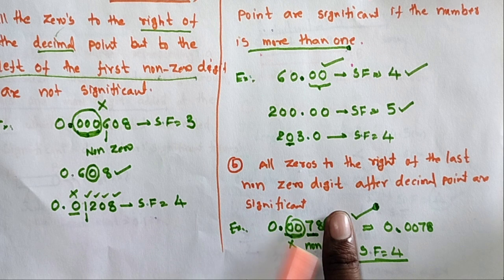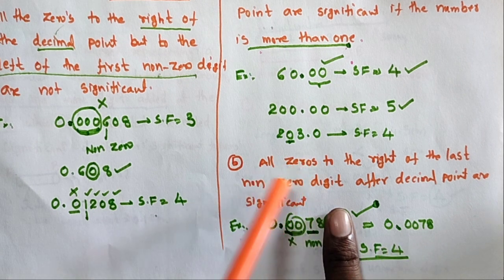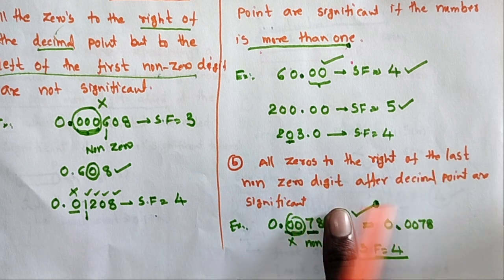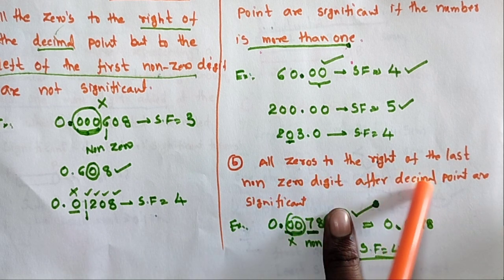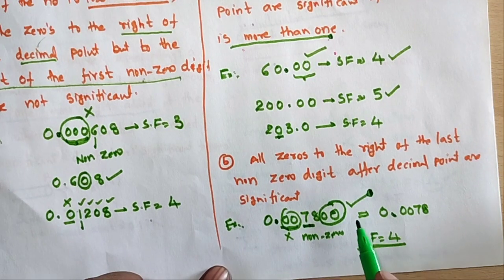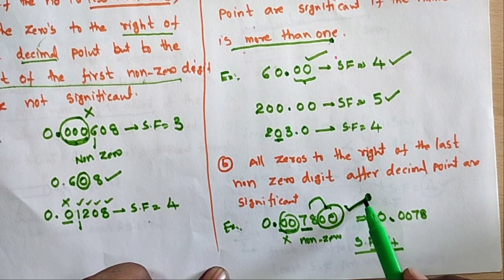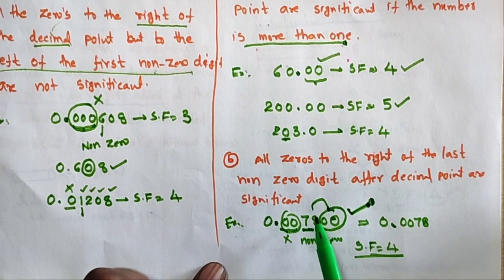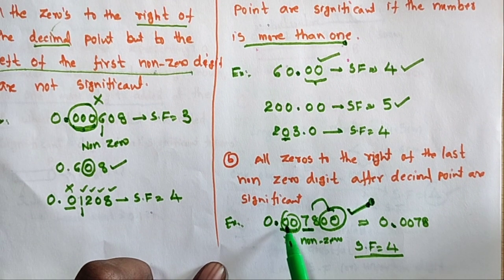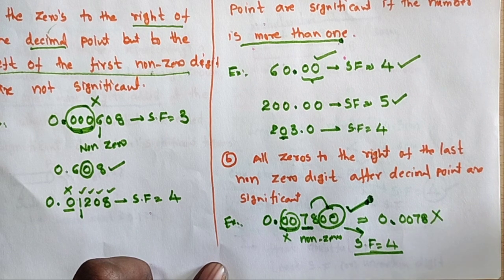So here 0.0078, what is the significant? 2. Significant figure is 2. But what is the condition there? All zeros to the right of the last non-zero digits after decimal point are significant. So therefore these two zeros, this is non-zero after zeros, it is also calculated as significant figures. So what is the significant figures? 0.007800, their significant figure is 4. It is a wrong value.